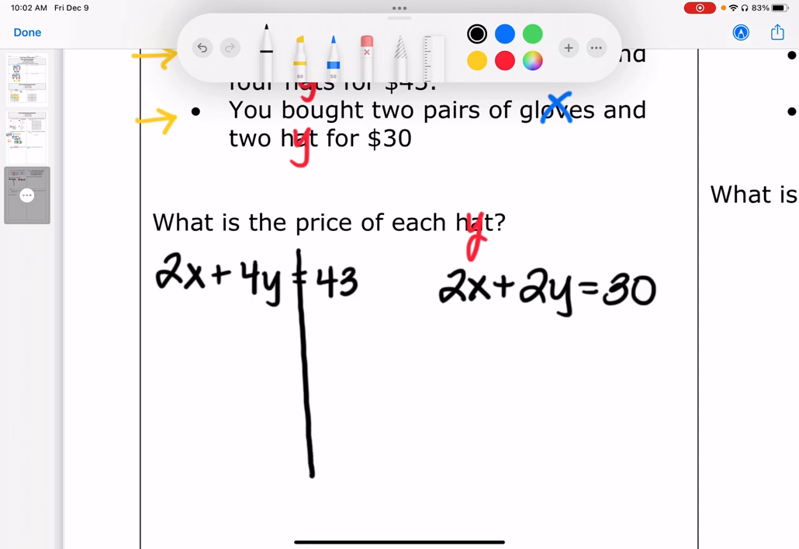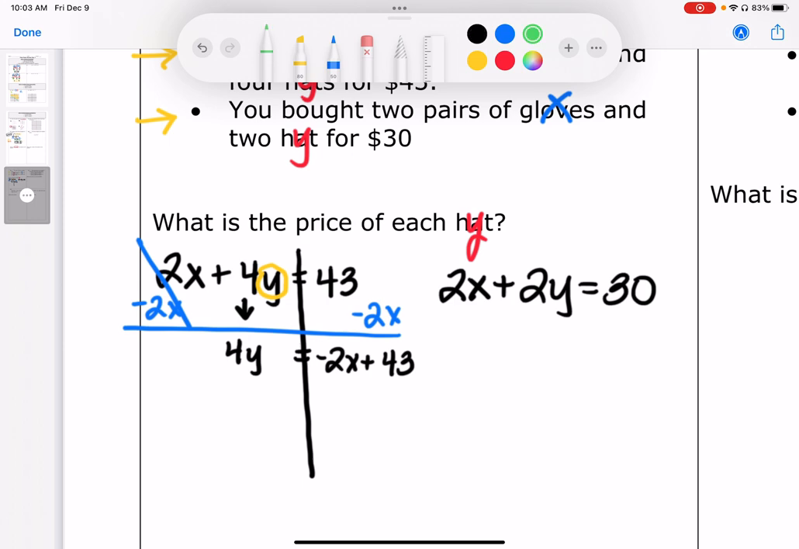So when I try to get y by itself, because I have an x and a y, the goal is to get y by itself, so it's easy to graph in Desmos. In order to do that, I have to do the opposite of positive 2x, which is going to be negative 2x on both sides. These x's are going to cancel. I can pull down my 4y equals, and I'm going to put negative 2x in the front and 43 in the back. My last step to getting y by itself is to divide every single piece by positive 4.